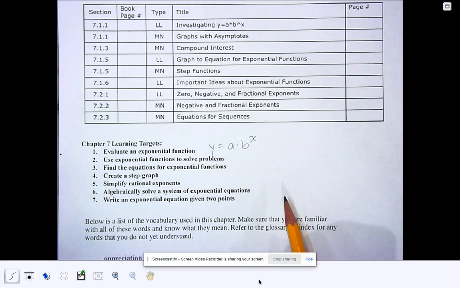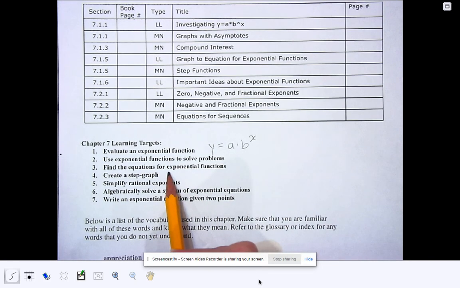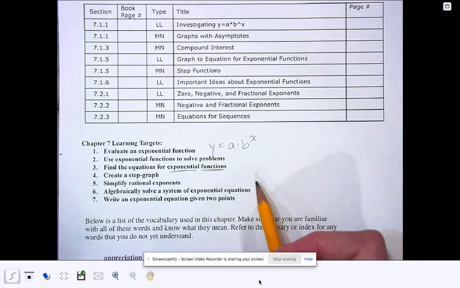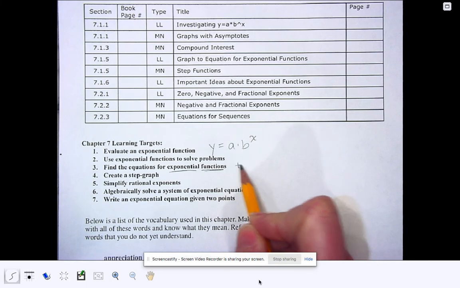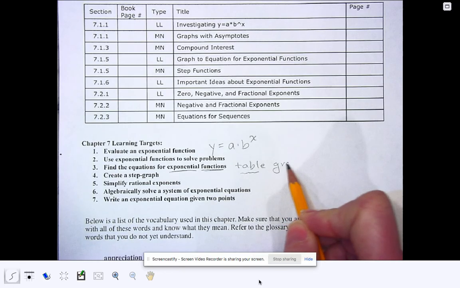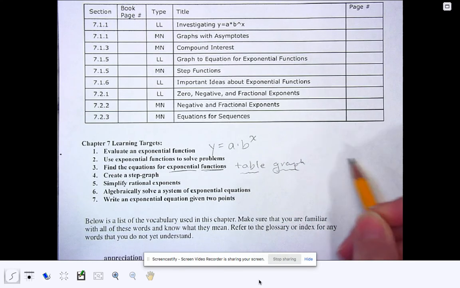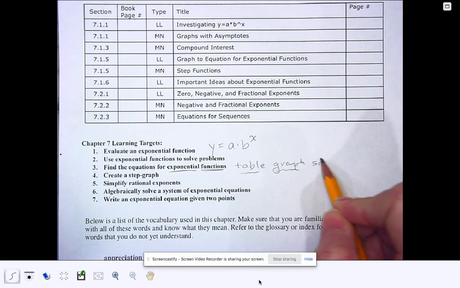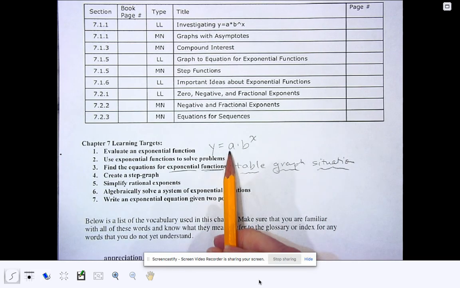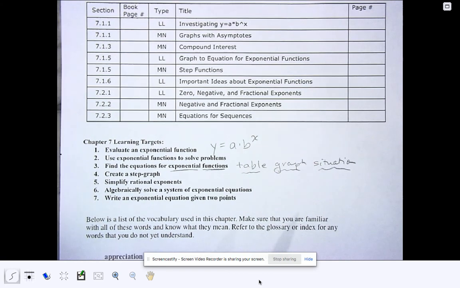Find the equations for exponential functions. Today in class, or in 7.16, you should be given a table and able to come up with the exponential function, or given a graph, you should be able to find the exponential function. And if you're given a situation, you should be able to pull out what the initial value is and the growth.